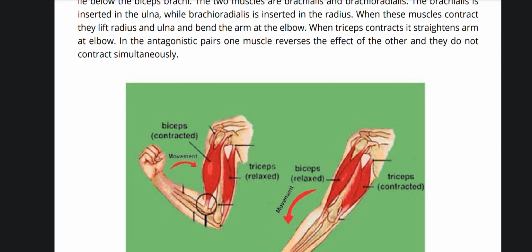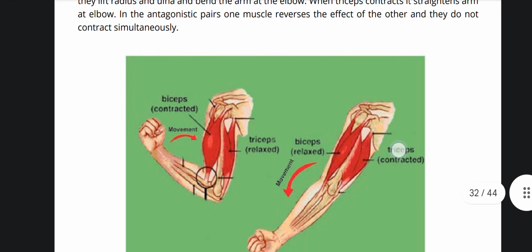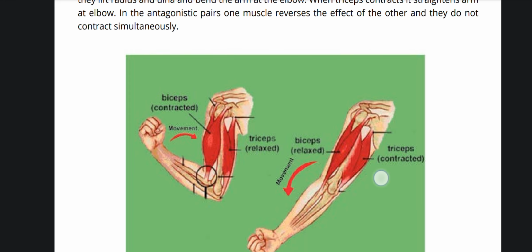In the antagonistic pair, one muscle reverses the effect of the other and they do not contract simultaneously.